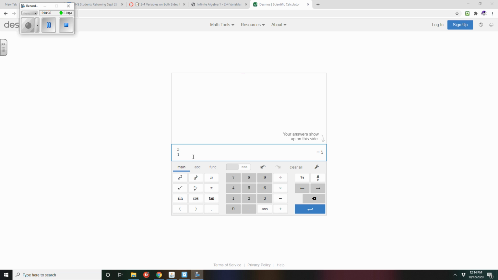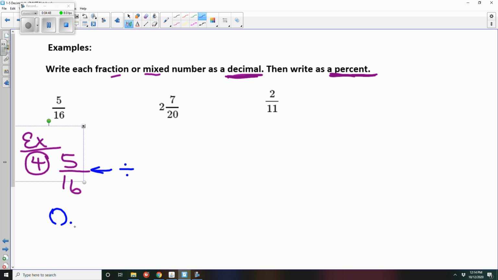Oh, yes. 5 divided by 16 gives us, hopefully you all hit the right buttons, 0.3125. So that's the first step. We wrote it as a decimal. What else are we supposed to do? You got it, right as a percent.